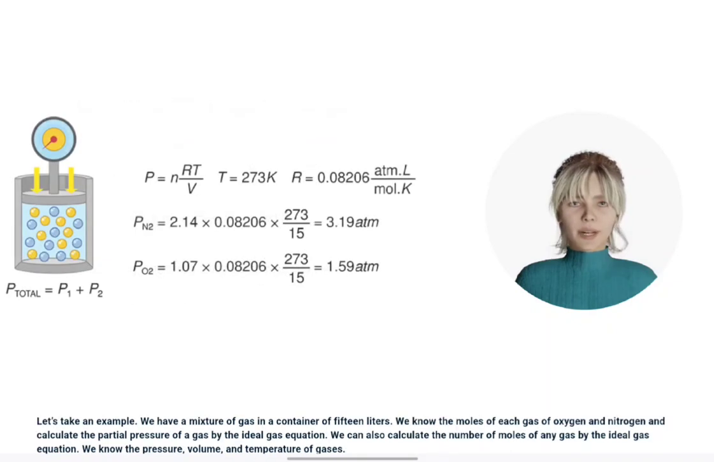Let's take an example. We have a mixture of gas in a container of 15 liters. We know the moles of each gas, oxygen and nitrogen, and calculate the partial pressure of a gas by the ideal gas equation. We can also calculate the number of moles of any gas by the ideal gas equation. We know the pressure, volume, and temperature of the gases.